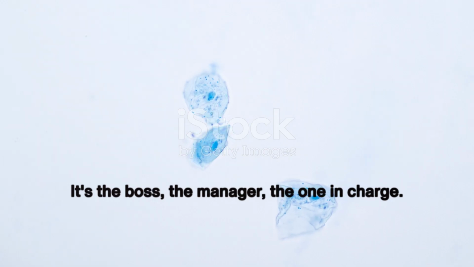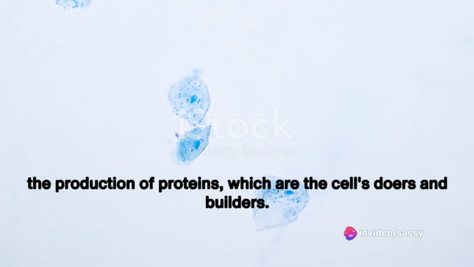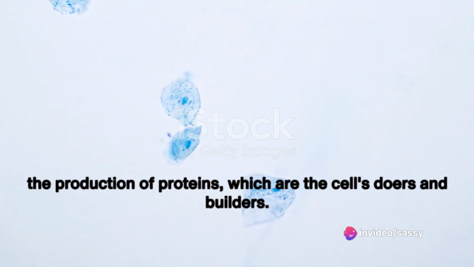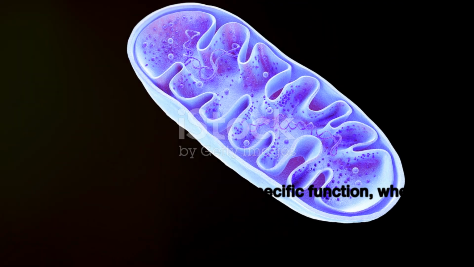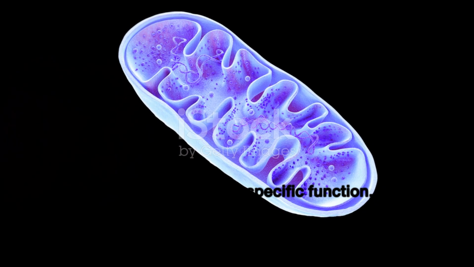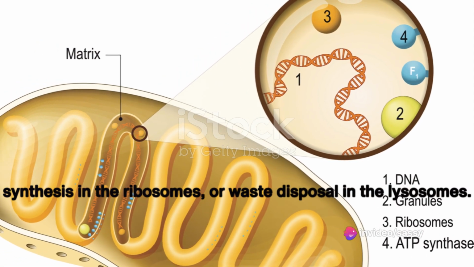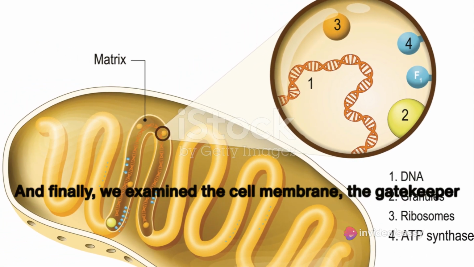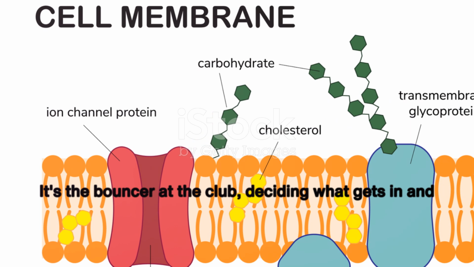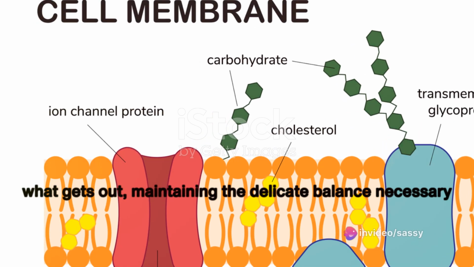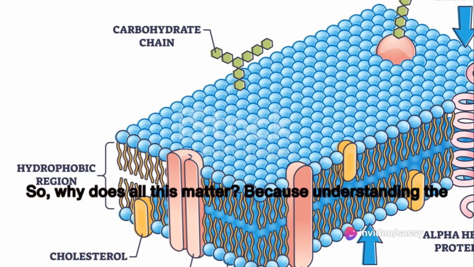Then we turned our attention to the nucleus, the control center of the cell. It's the boss, the manager, the one in charge. The nucleus directs all cellular activities by controlling the production of proteins, which are the cell's doers and builders. We also explored the workhorses of the cell, the organelles. Each organelle carries out a specific function, whether it's energy production in the mitochondria, protein synthesis in the ribosomes, or waste disposal in the lysosomes. And finally, we examined the cell membrane, the gatekeeper of the cell. It's the bouncer at the club, deciding what gets in and what gets out, maintaining the delicate balance necessary for the cell's survival.